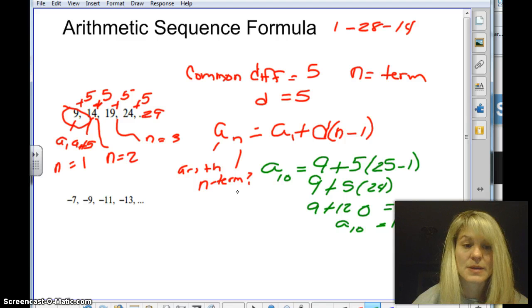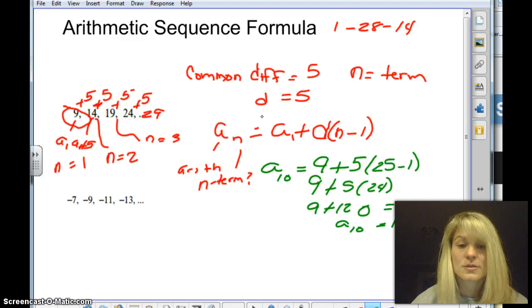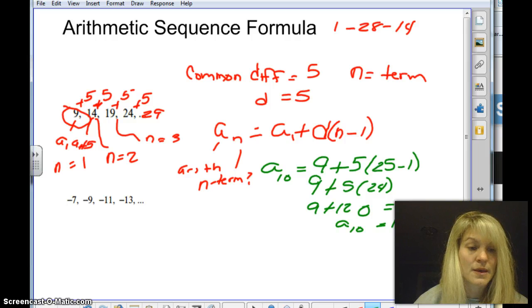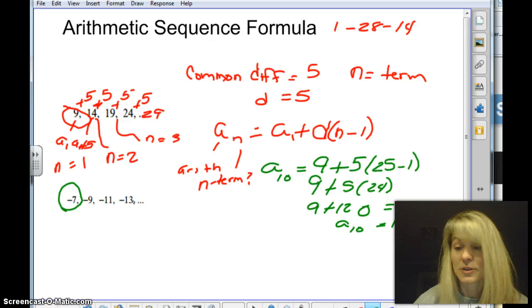Okay? Now you could keep adding 5 to get there, or we can use our little equation here. Okay? So a sub 1 is the first term, d is your common difference, and then you have to subtract 1 from the term you're trying to find. So let's look at this example down here. This is a sub 1. Okay? These are actually going down, even though they look like they're going up.